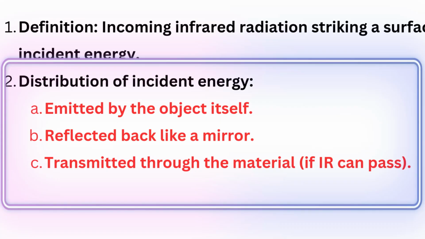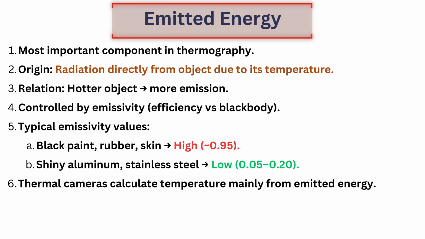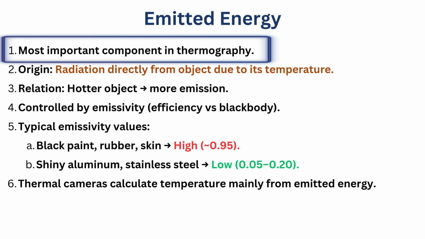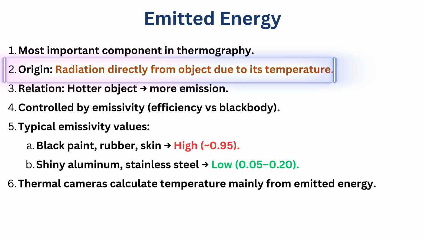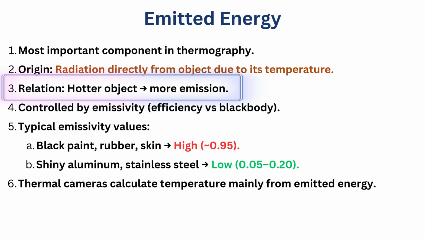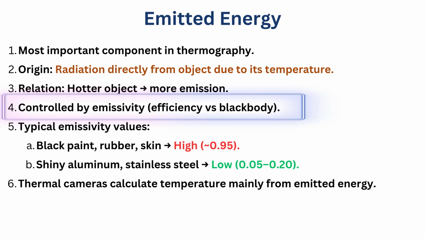So let's start with emitted energy. What is this emitted energy? Emitted energy is an important component in thermography. Why? Because this is the IR energy that comes directly from the object due to its own temperature. The hotter the object, the more energy it emits. But here is the important factor: this emission also depends on the emissivity of that particular material, a property of the material.